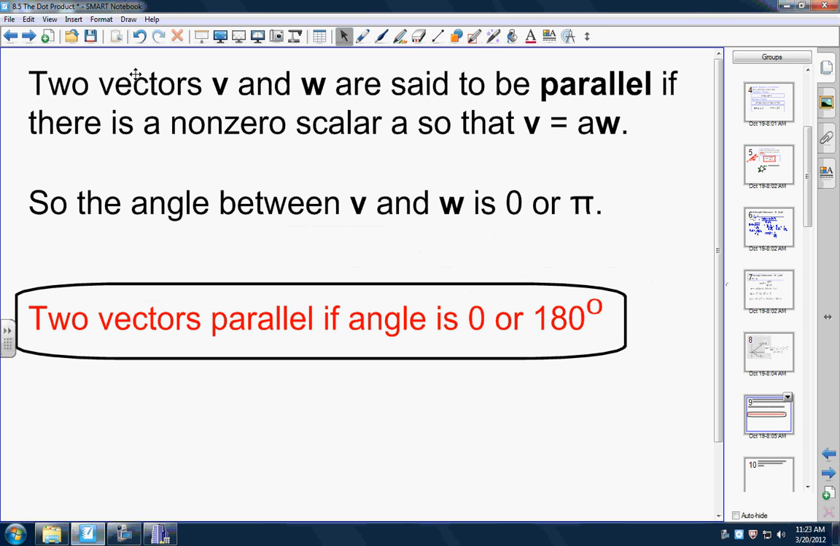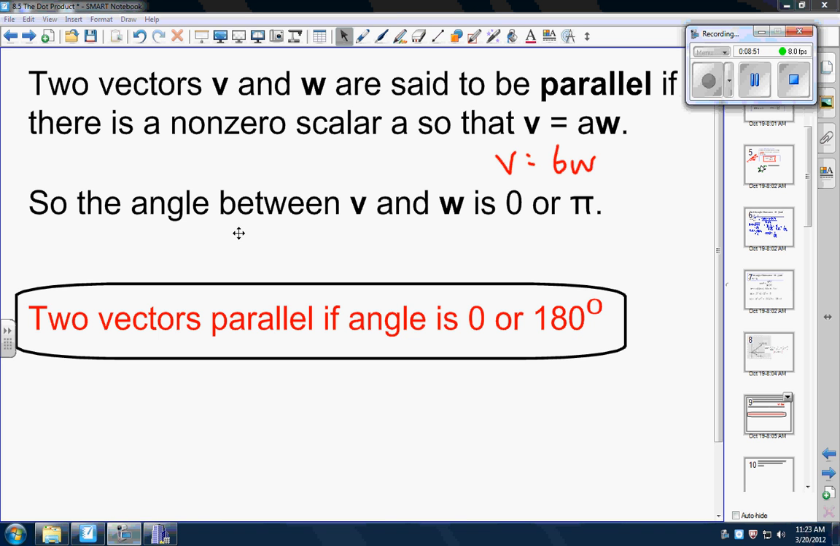Now, how do we know if vectors are parallel or perpendicular? Well, two vectors can be parallel if there's a non-zero scalar, so basically some number, so that v equals a times w. So basically, if you were able to say, okay, vector v is 6 times vector w, then they would be parallel. Now, that means if you were to use that formula we have with the cosine of theta, you have to get that to come out to be a good number for us.